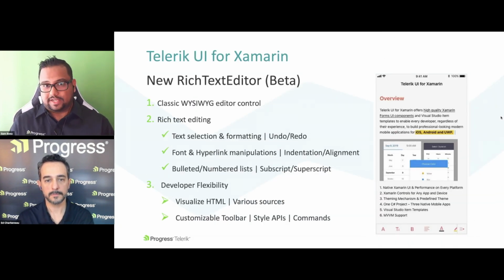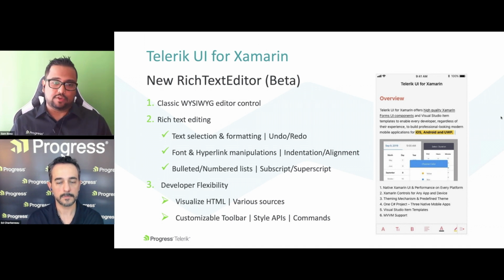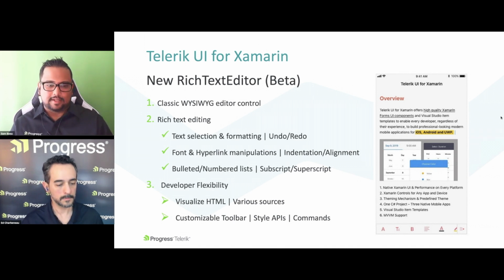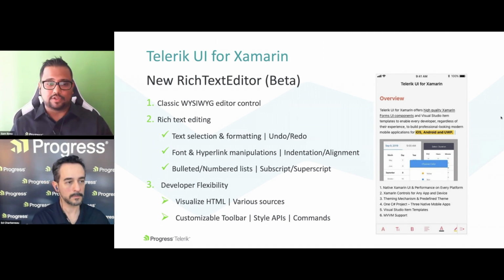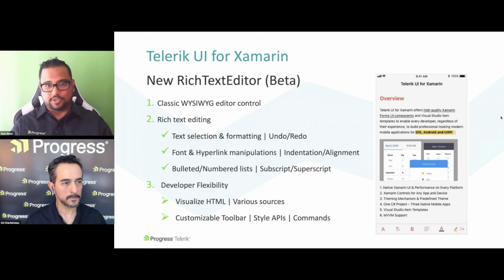We have a brand new rich text editor, and you're kind of seeing this across a few of our product lines, but this is important because your app might be dealing with complex text or HTML, and how do you format all of that as a user? So we want to give you a classic WYSIWYG editor that is rich and has all the features that you can think of. So think about text selections and text formatting, right? So all types of formatting that you can do on text, undo, redo, fonts, different types of fonts you can support, hyperlinks, indentation, alignment, numbered lists or unordered lists, subscript, superscript, you can do it all.